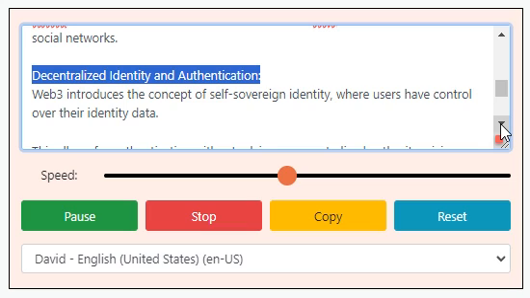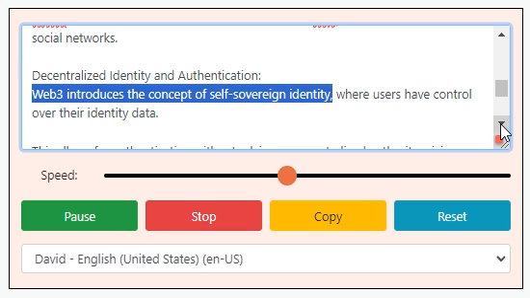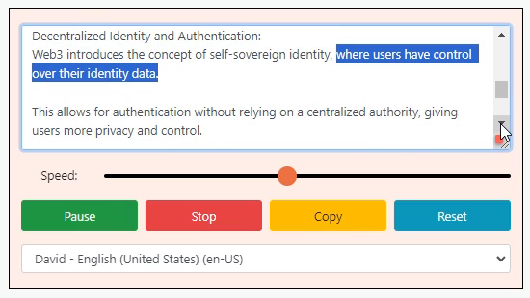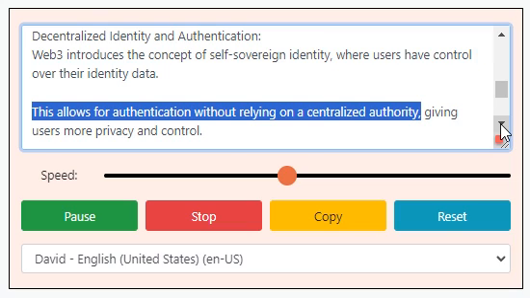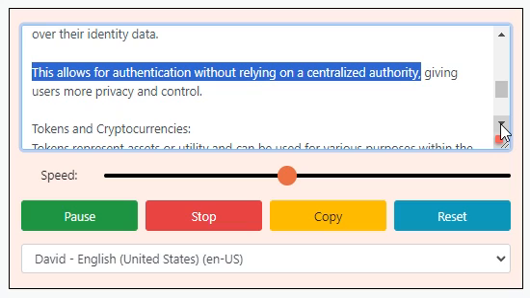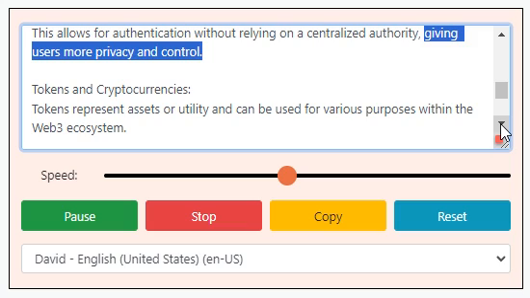Decentralized identity and authentication. Web3 introduces the concept of self-sovereign identity, where users have control over their identity data. This allows for authentication without relying on a centralized authority, giving users more privacy and control.